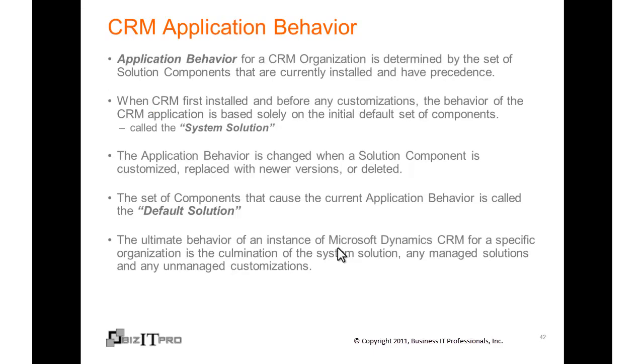CRM Application Behavior. Application behavior for a particular CRM organization is determined by the set of solution components that are currently installed and have precedence. When CRM is first installed, and before any customizations, the behavior of the CRM application is based solely upon the initial default set of components called the system solution. The application behavior is changed when a solution component is customized, replaced with newer versions, or deleted. The set of components that cause current application behavior is called the default solution.